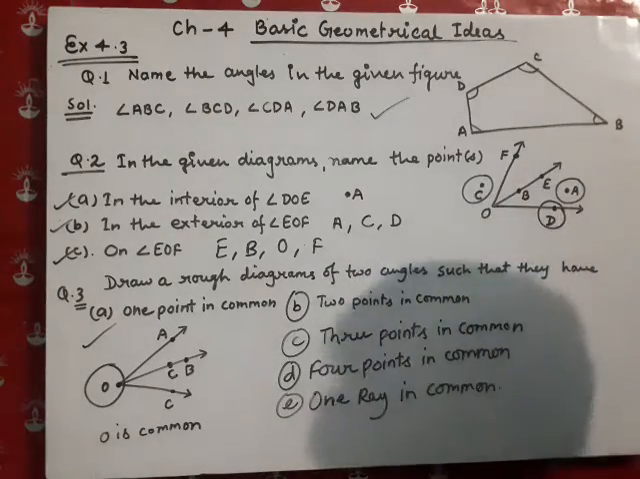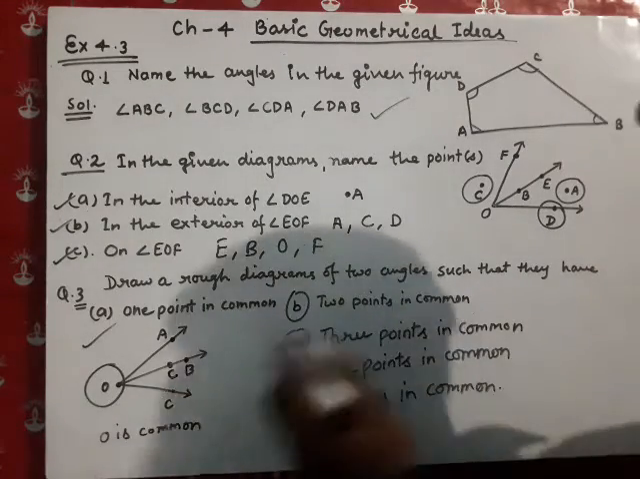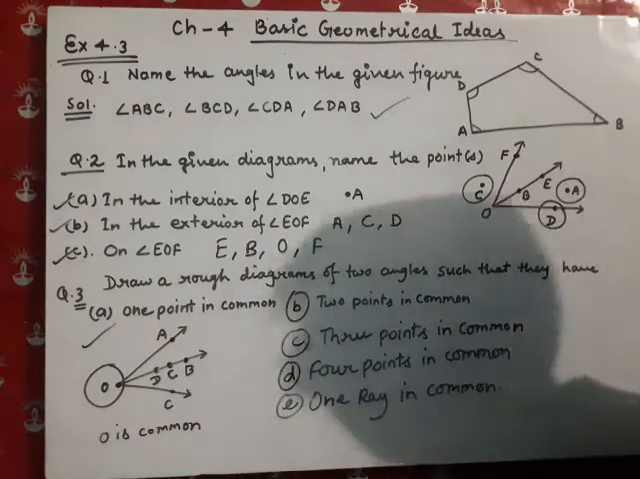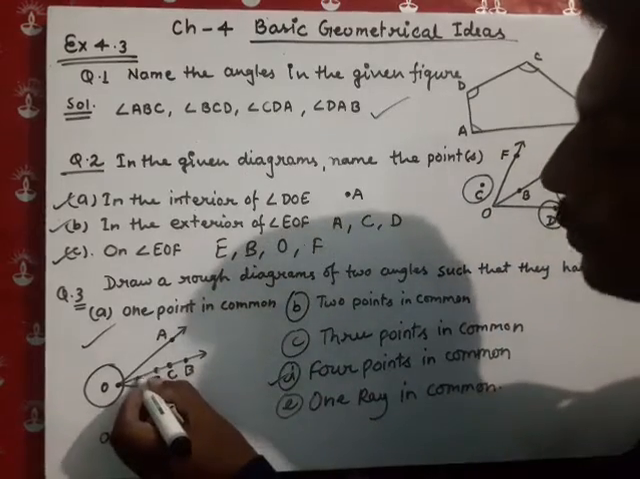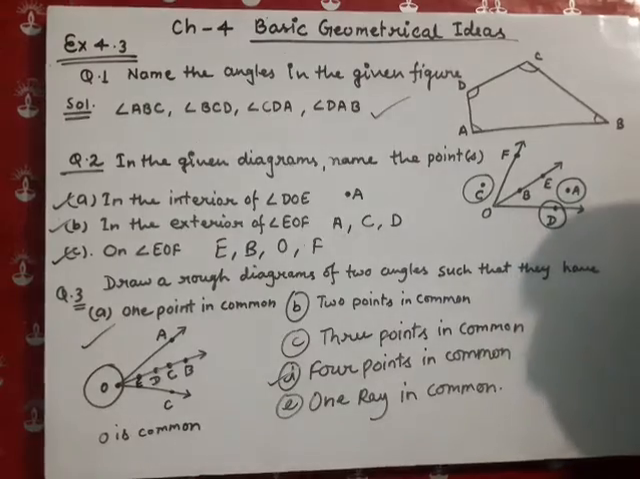Now going to the C part. Here the question is saying 3 points in common. So we have to draw one more point, that is D. So now 3 points are in common. Now the question says 4 points in common. So we have to draw one more point E. So now there are 4 points in common.